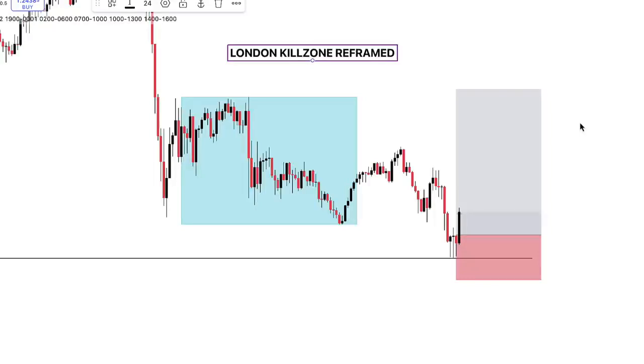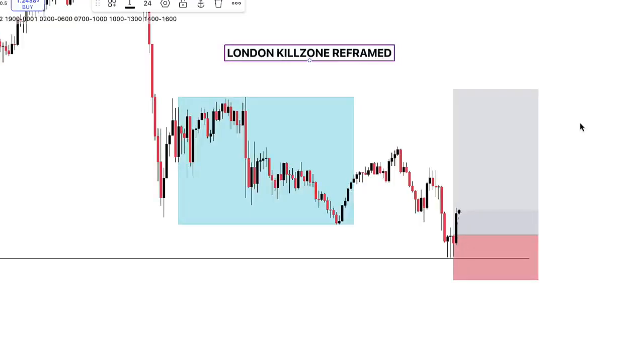So I want to show you how to get the entry. This is a bit aggressive, but then you will get the entries most of the time. All right, most of the time. So let's have a look at what is happening on GBP USD. But when do you normally take the London Killzone strategy? All right, that's very important.